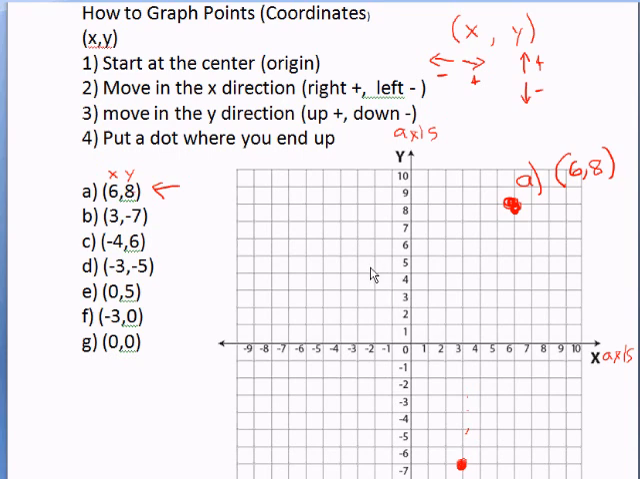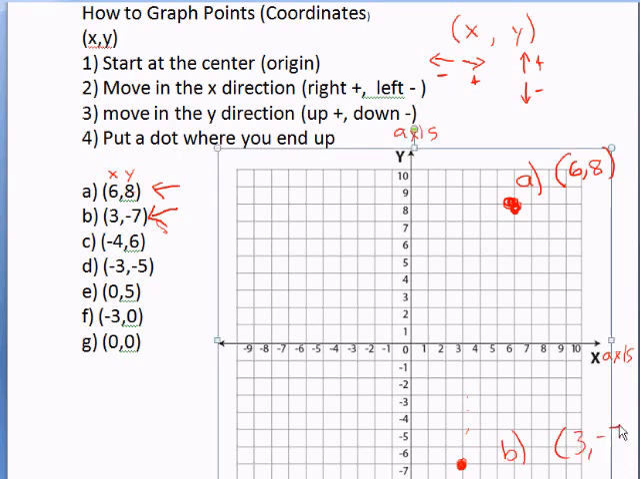So first we move, we're doing 3, negative 7. First we do positive direction, positive x is going to the right. Then we go negative y direction. Negative y goes down. 1, 2, 3, 4, 5, 6, 7. Then we put a dot. This is B. Its coordinate is labeled 3, negative 7.